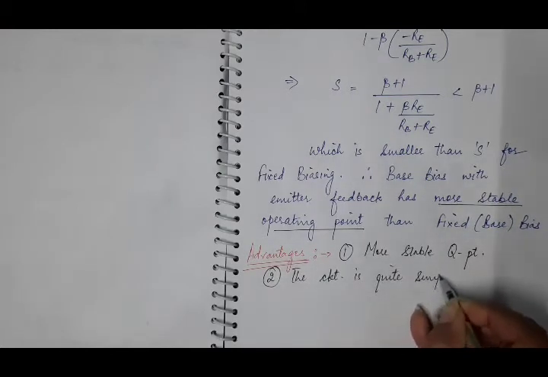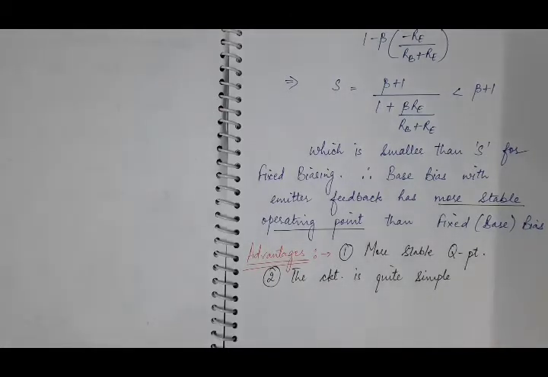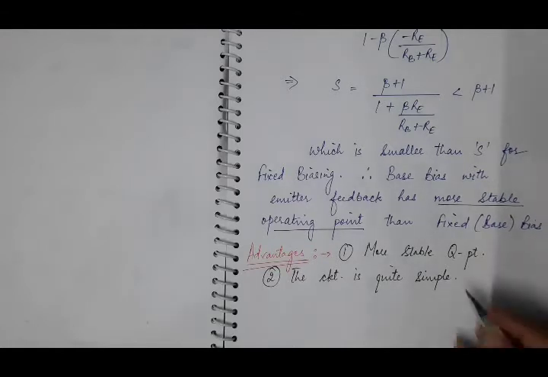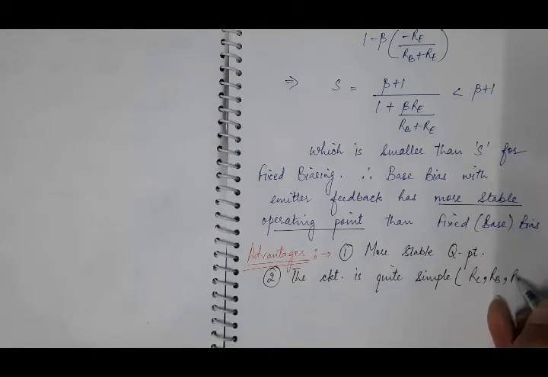Why? Because it only uses 3 resistances apart from transistor: RB, RC and RE. You will also have to write that the circuit is quite simple because it only uses resistances RC, RB and RE.